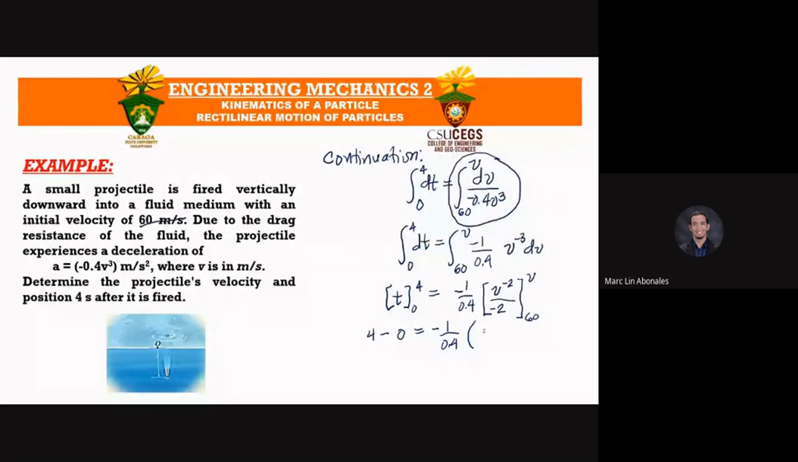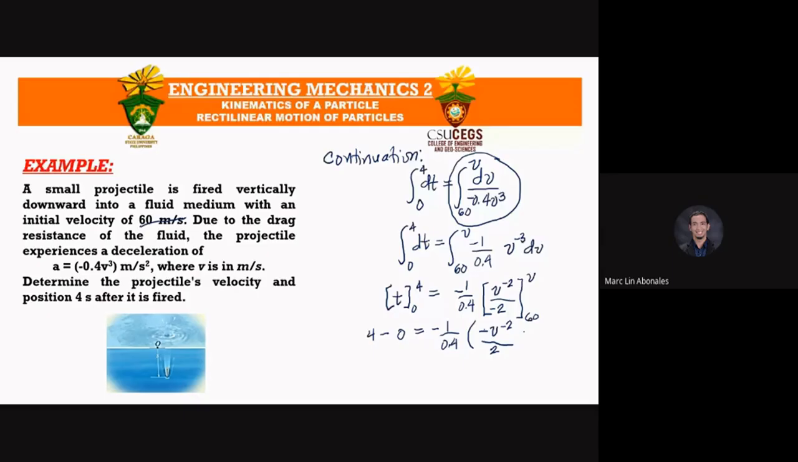that would be negative v raised to the power of negative 2 over 2. I just brought out the negative since it is negative, you can change its position, you can put it in the numerator. And for minus the lower limit, since it is minus and then there is a negative from the 2, it becomes positive. So that would be positive.